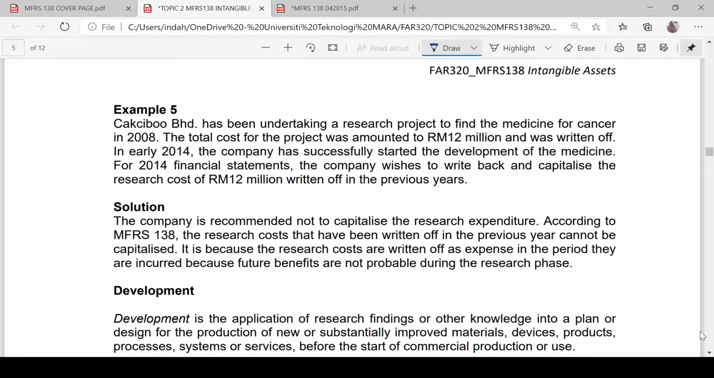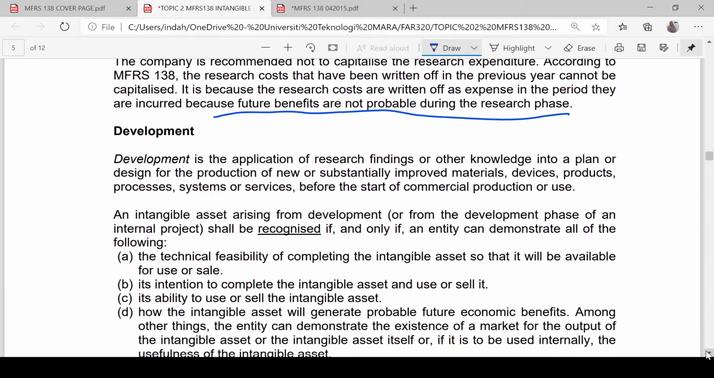The company is recommended not to capitalize the research expenditure that they incurred in the past, because at that time the future benefits were not probable. They could not demonstrate that there was a possibility that their project would succeed in the future. Any cost that they have written off as an expense cannot be reinstated and capitalized as an intangible asset. So let's look at the next phase, the development phase.